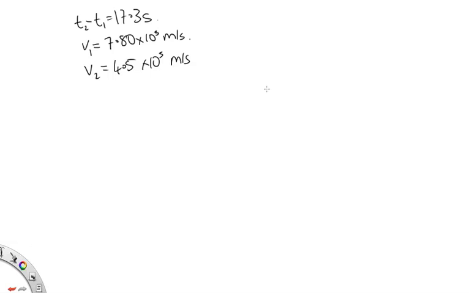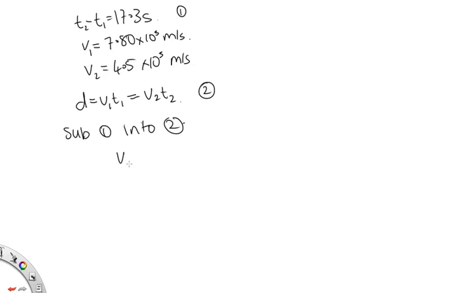Now we know that the distance between the seismologist station and the epicenter of the earthquake is fixed. So the distance is equal to V1T1 and it's also equal to V2T2. So what we can do now is substitute in from this equation. So let's call this 1, 2, sub 1 into 2. And we have V1T1 is equal to V2, and T2 is now 17.3 plus T1.